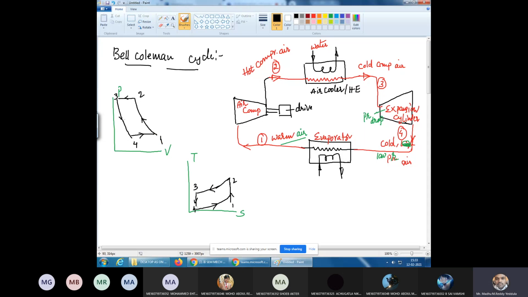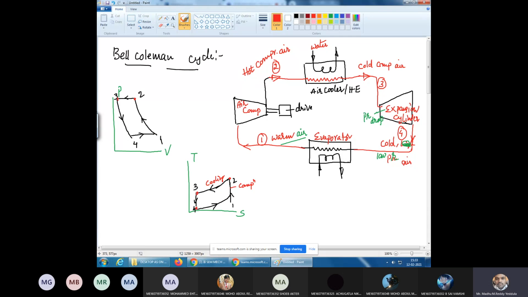Is it okay? PV and TS diagrams, check it once. Check the properties. 1 to 2 is compression. Due to compression, temperature is increased, pressure is also increased. You can see state point 2 has high pressure and high temperature. 2 to 3 is the cooling process. During the cooling process, temperature drops while pressure is maintained constant. Again, 3 to 4 is the isentropic expansion process. Therefore, entropy is constant.